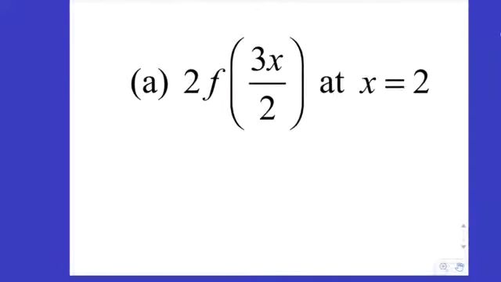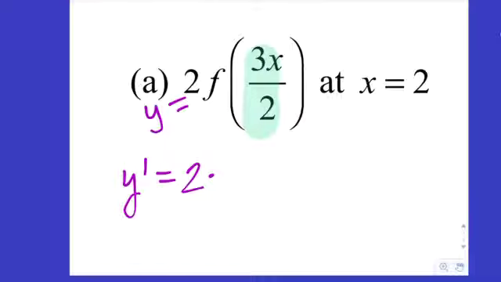All right, so we want to evaluate twice f of 3x halves at x equals 2. So let's go ahead and do this. Let's call those expressions y equals, because it's a little bit easier to do when you have an equation instead of just an expression. Now I'll take the derivative. Y prime, that's the left side. On the right side, the 2 goes along for the ride, and we have a chain rule. We have f of blob. Working from the outside in, what's the derivative of f of blob?